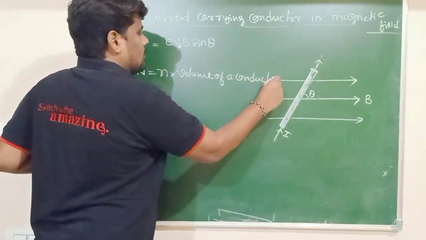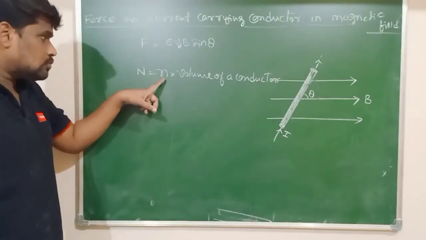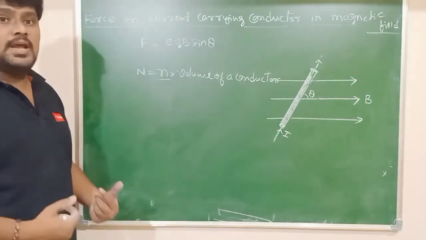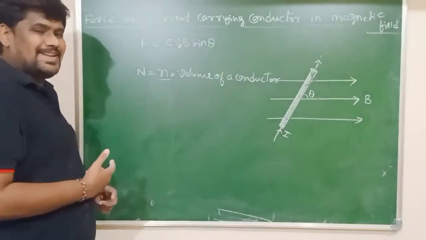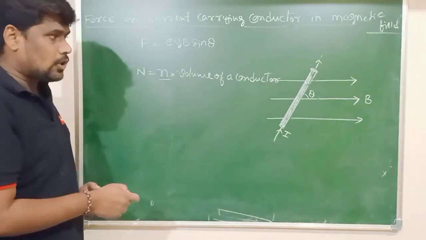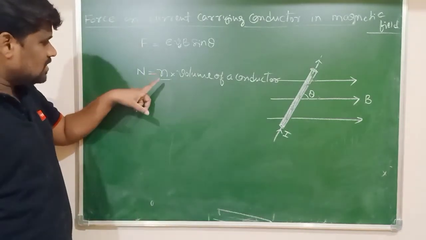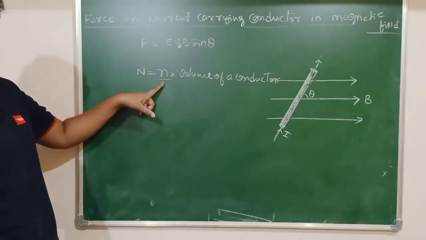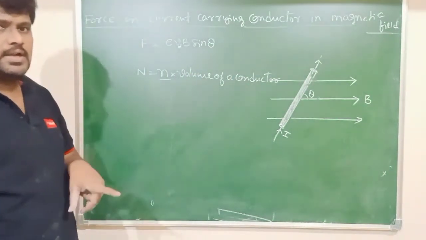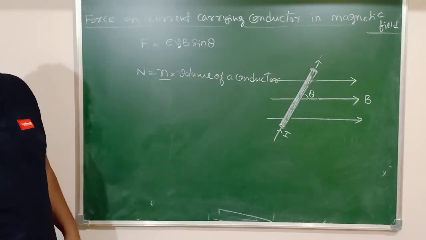Total free electrons in a conductor, I will call it capital N. That capital N is equal to small n into the volume of the conductor. Then what is small n here? Small n we will call the free electron density. This small n is also called the number of free electrons in a conductor per unit volume of the conductor. If n is the number of free electrons per unit volume, multiplied by what? The volume of the conductor will give us the total number of free electrons in the conductor.